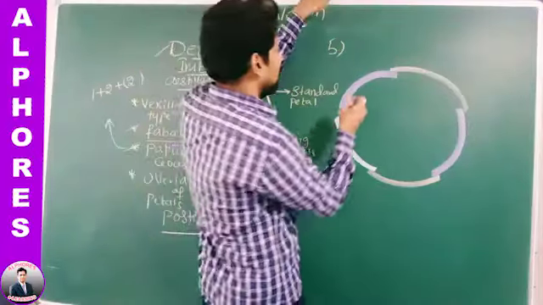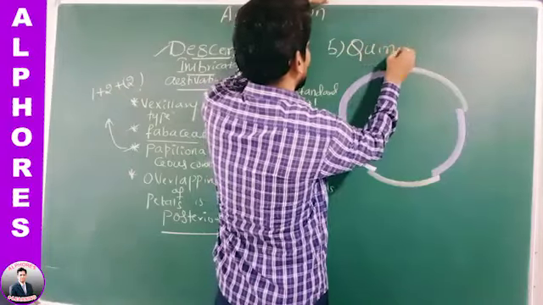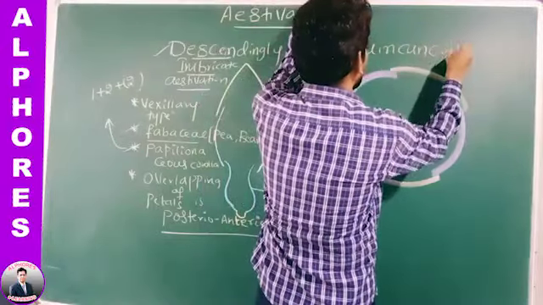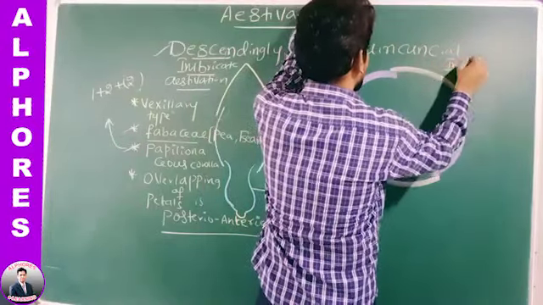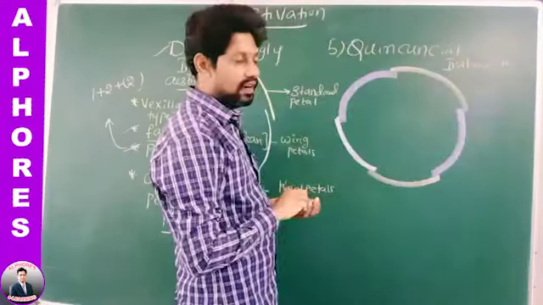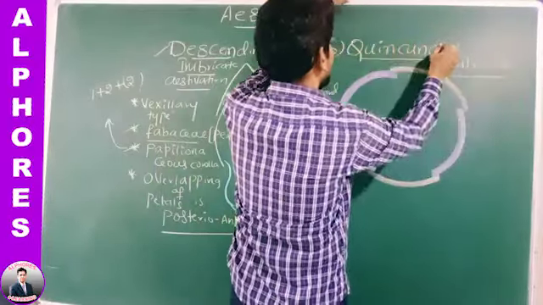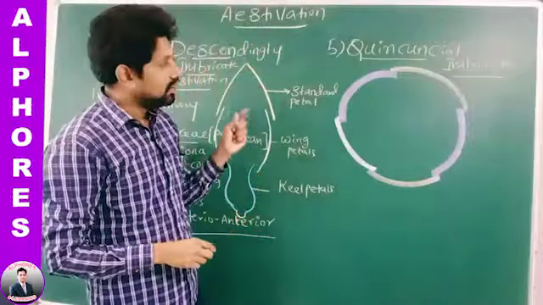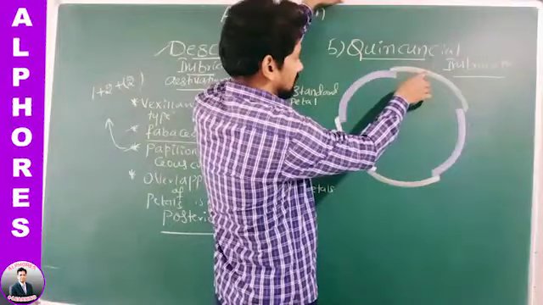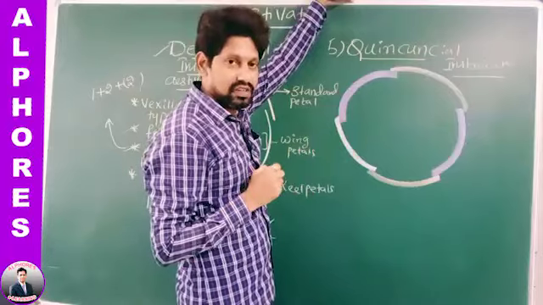What is the last one? Quincuncial imbricate estivation. Now see this diagram once. Here how many units are present? 1, 2, 3, 4, 5. 5 units are present.